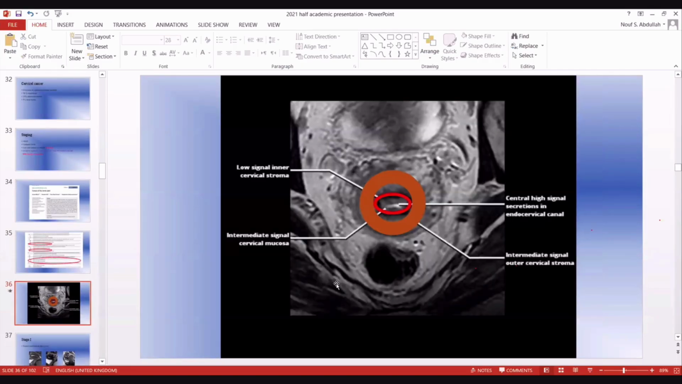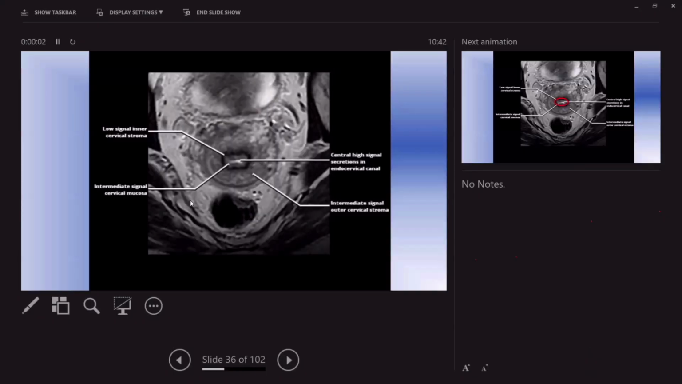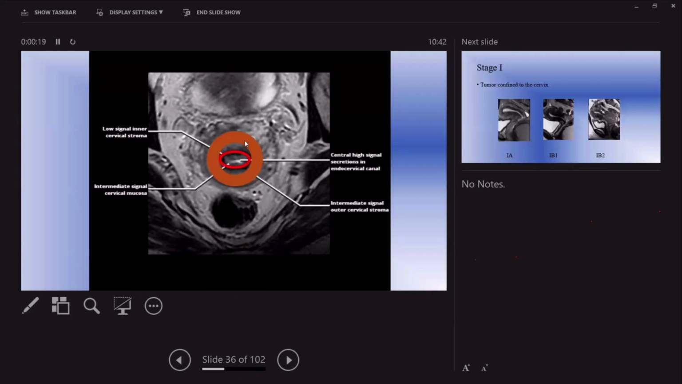So if we go back here, just let me give you this. This is the image that I showed you before. You have the endocervical gland. You have the low signal intensity cervical stroma. If you look here, this is the area where cervical stromal invasion is very important. And this is your outer cervical ring, where if the mass is invading all of that and going outside, it does indicate that there is a parametrial invasion.